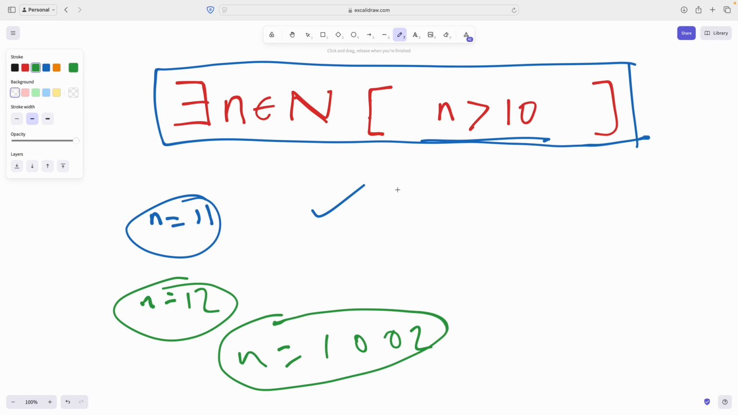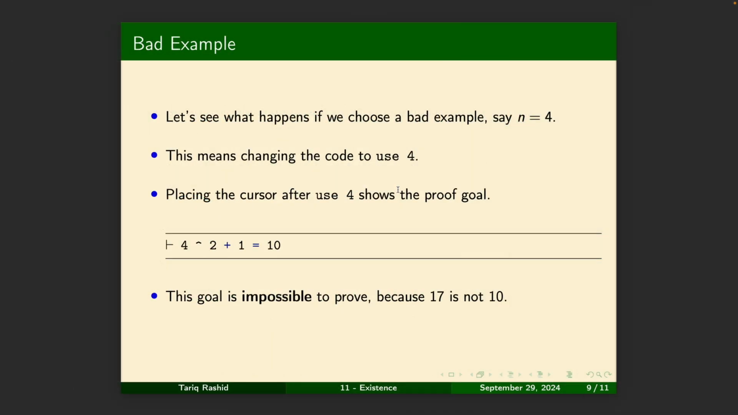So I just wanted to show that in case you came across it later and you thought, oh my god, is that right? Is that wrong? It's perfectly fine. I'm not going to let you go just yet. I think it's worth looking at what happens if we use a bad example.